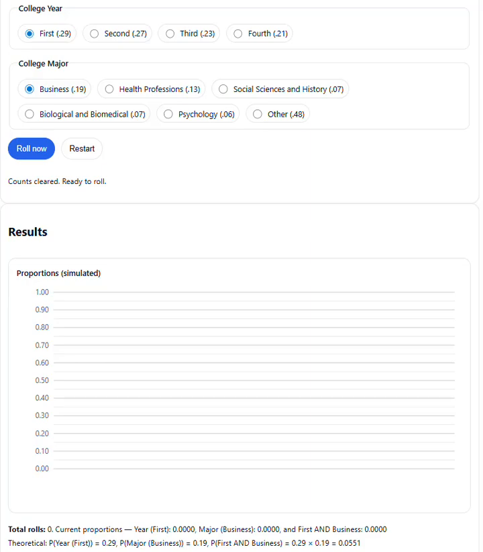We're going to take a look at the law of large numbers as it applies to the multiplication theorem of probability. We're going to imagine that we sent a survey out to students at a college, and it had two questions on it. One asked for the students' college year: first, second, third, or fourth. And the second question was about their college major, which include business or health professions and so on.